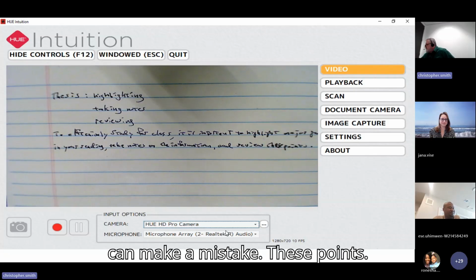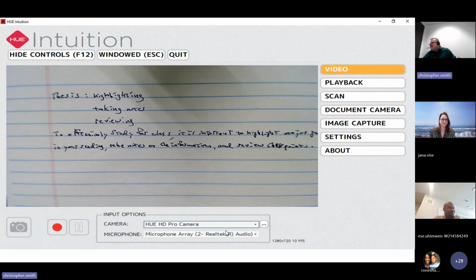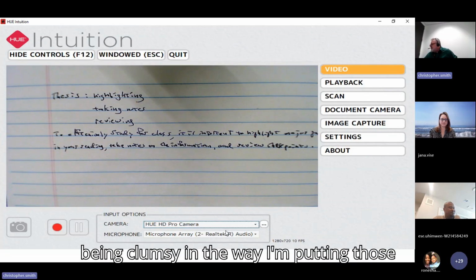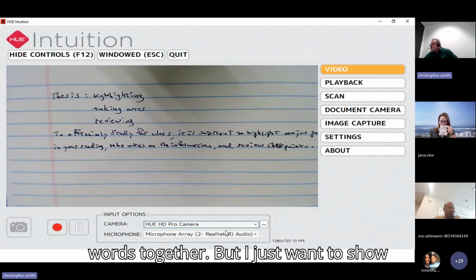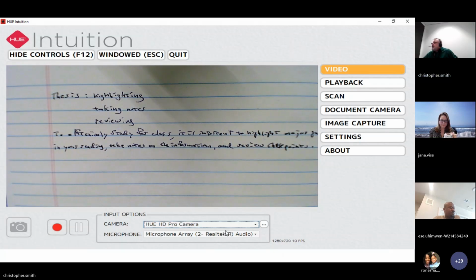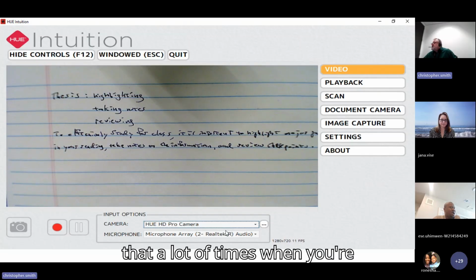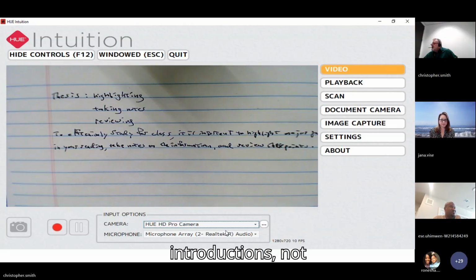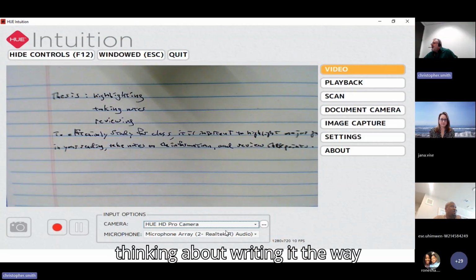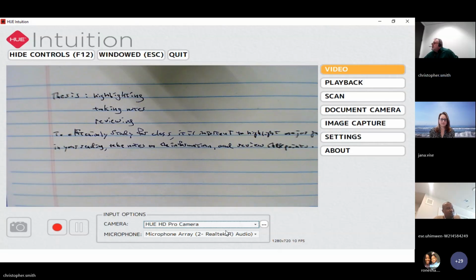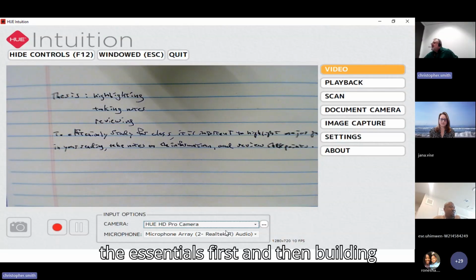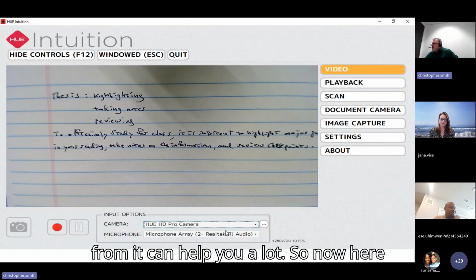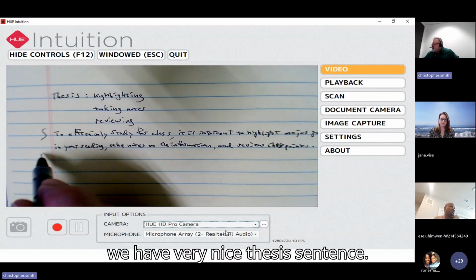When you write quickly, you can make a mistake. These points. The best thesis sentence I've ever written. Not because your ideas are bad, I'm just being clumsy in the way I'm putting those words together. But I just want to show you that a lot of times when you're crafting a paper, and especially with introductions, not thinking about writing it the way you'd read it, but getting down the essentials first and then building from it can help you a lot. So now here we have a very nice thesis sentence.